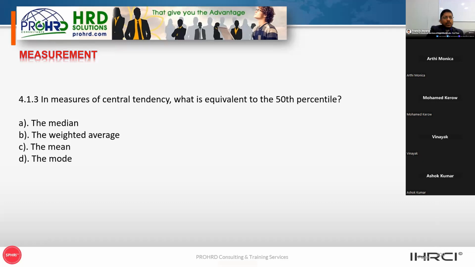Let's talk about this quiz. In measures of central tendency, what is equivalent to the 50th percentile?